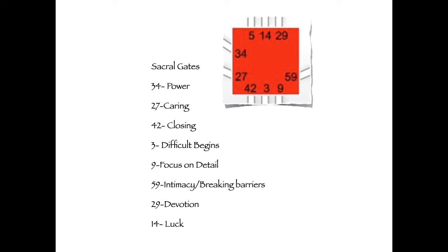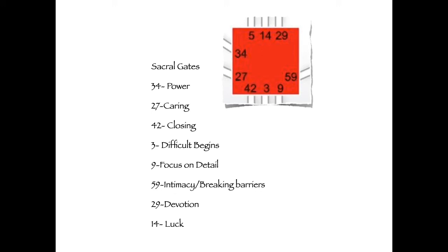So it's something to keep in mind. The gate 3 is difficult in the beginning. This is all about mutative energy and bringing new and innovative ideas into the collective or into the world. It's an individual energy, so it is about this individual need to bring something new into the world.